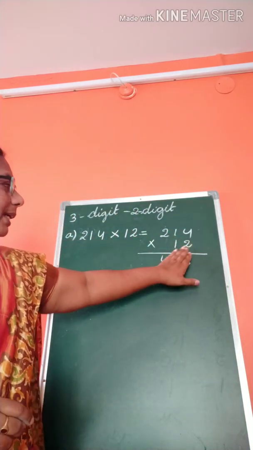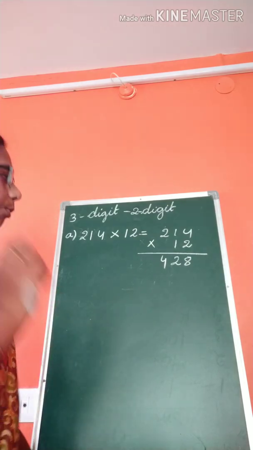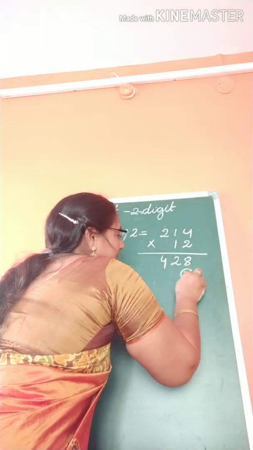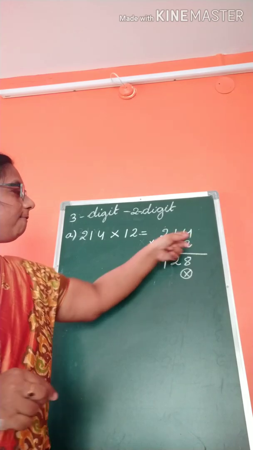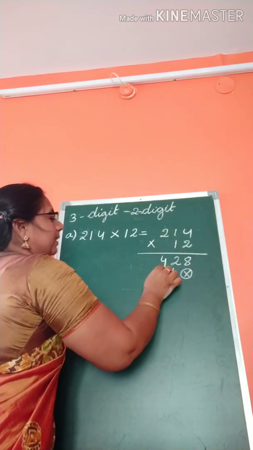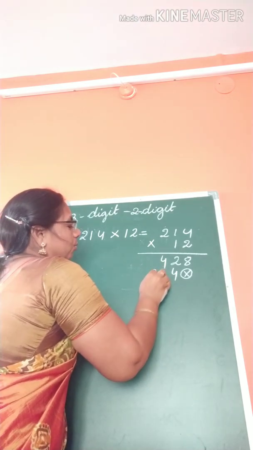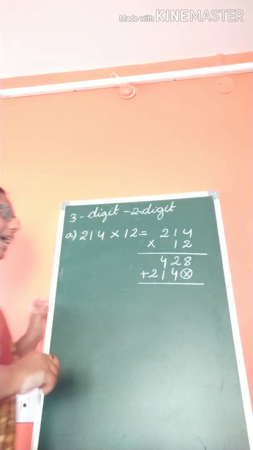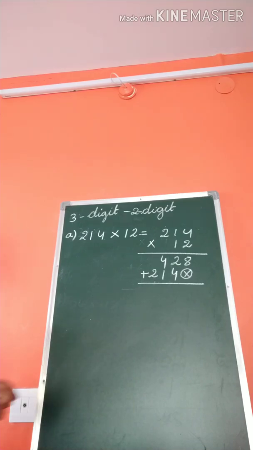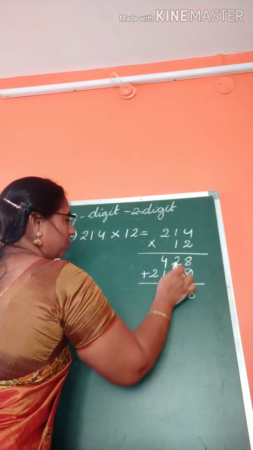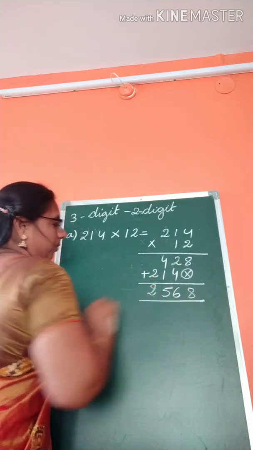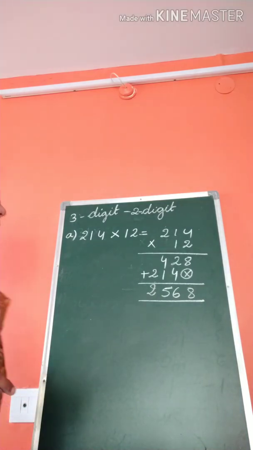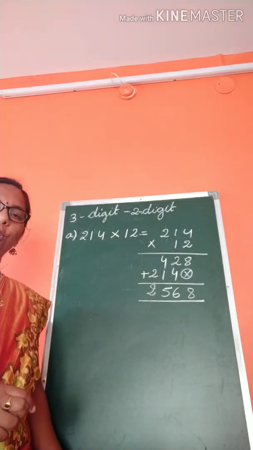As soon as you complete doing multiplication with the number in the ones place, what we have to do? We have to cancel the first place. Now start doing with the number in the tens place. 1 4s are 4, 1 1s are 1, 1 2s are 2. Now what we have to do? We have to add it. Now 8 plus 0 is 8. 2 plus 4 is 6. 4 plus 1 is 5. 2 plus 0 will be 2. So 214 into 12 is equal to 2568. This is how we do a 3 digit by 2 digit multiplication.